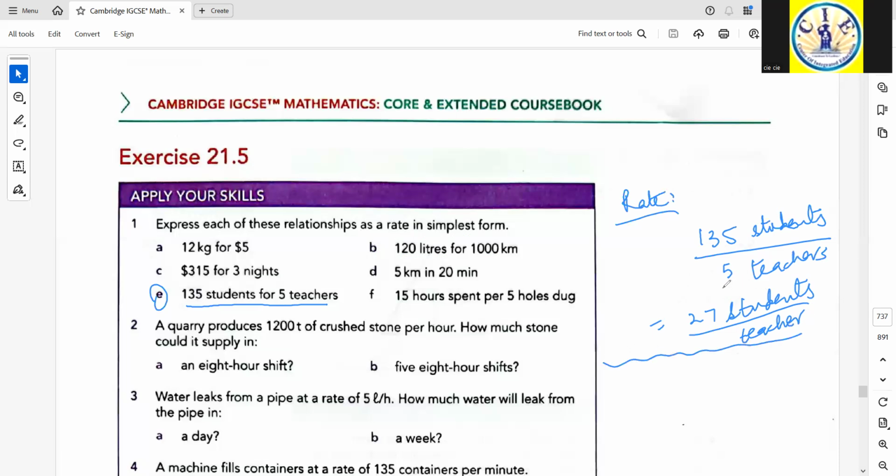And then part F, 15 hours spent per 5 holes dug. So the rate is going to be 15 hours divided by 5 holes. That gives us 3 hours per hole dug. So that is question number 1.